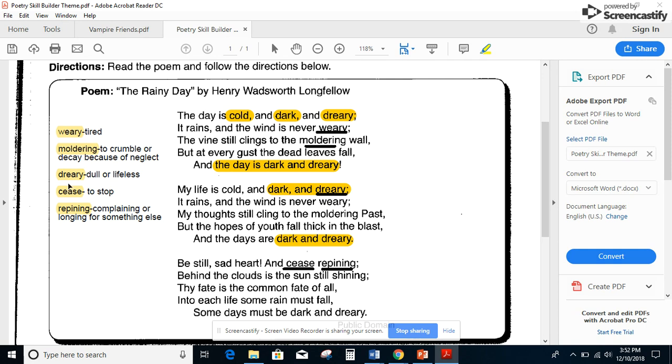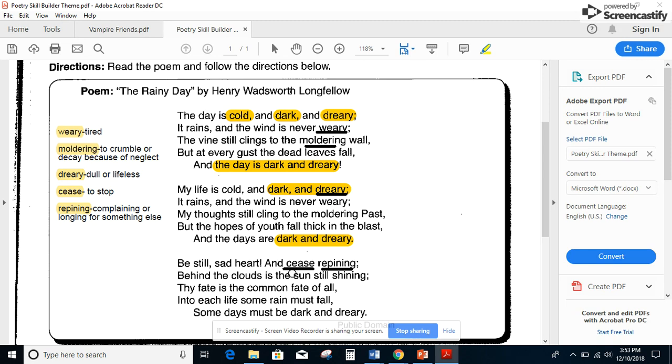Okay, we also see the word dreary, which means dull or lifeless. So he's talking about his life and his day being cold and dark and dreary. So he's calling his day dull and unexciting. And if we look at our last stanza, the last two words I want to talk to you guys about are cease and repining. So sometimes you've heard the word cease as in cease fire in a battle or a war, and that means stop firing, stop shooting, okay? Repining means you're complaining or you're longing for something else. So here in the last stanza, he's talking to his heart, and he said, cease repining, or stop longing for something else.